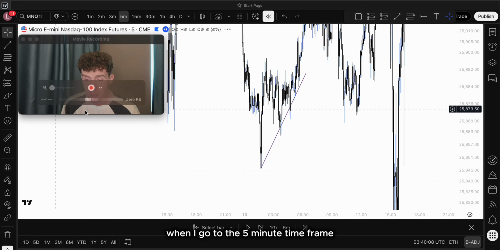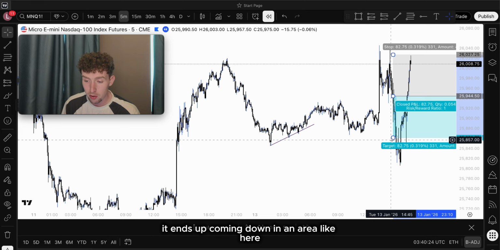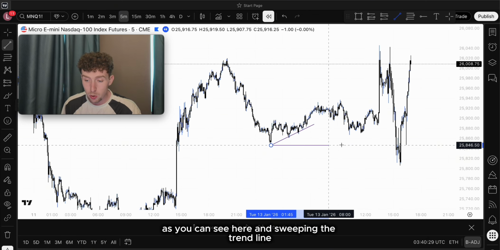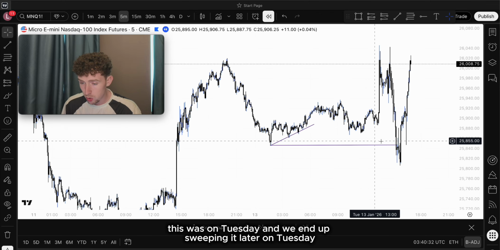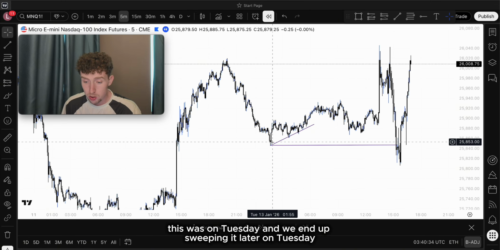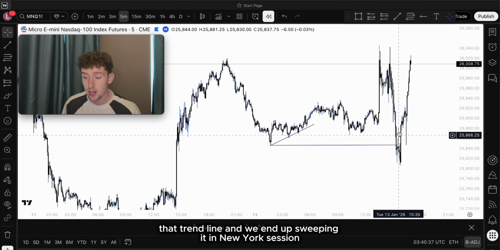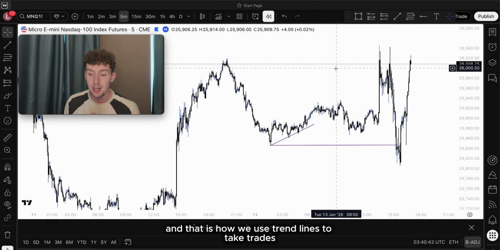Then we obviously get our tap into key areas. We get our sweeps on liquidity right here. And what does price end up doing? It ends up coming down in an area like here and taking out all the lows, as you can see here, and sweeping the trend line. This was on Tuesday, and we end up sweeping it later on Tuesday. So that trend line was formed in Asia session, and we end up sweeping it in New York session, as you can see right there. And that is how we use trend lines to take trades.